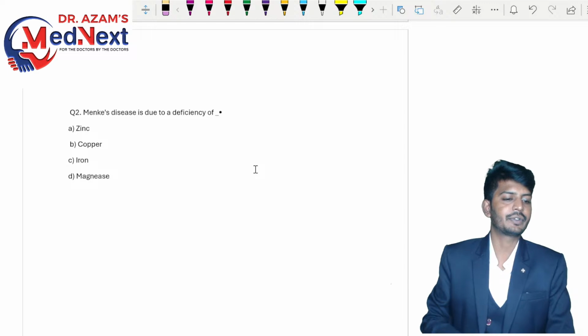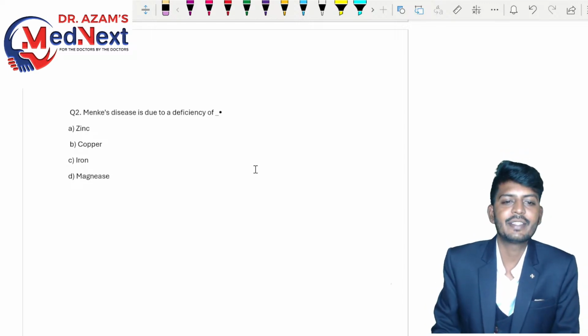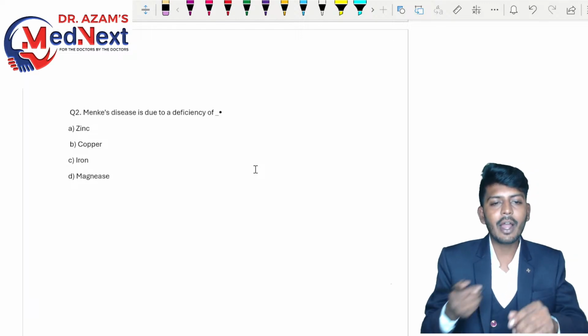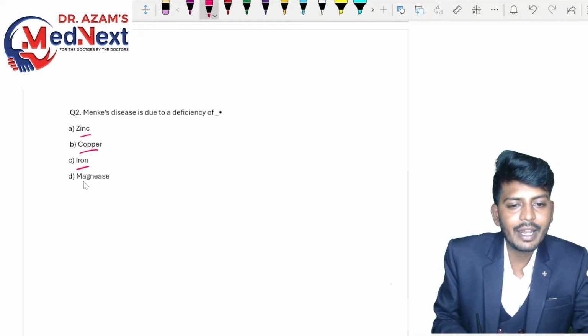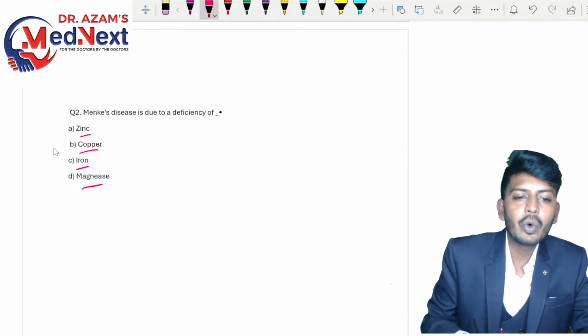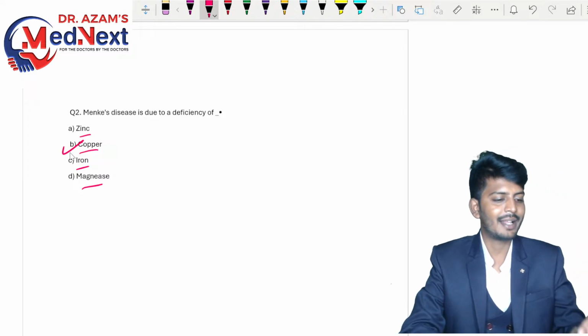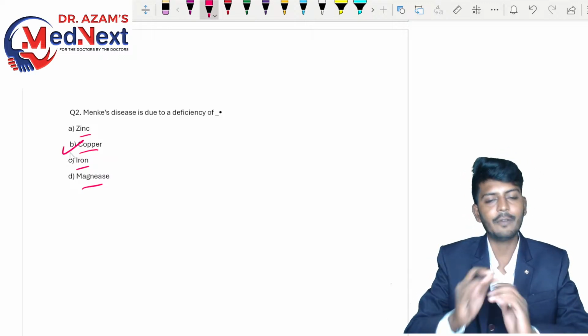Okay, so what is this question? Let's look at this. Menkes disease is due to deficiency of which mineral? The options given to us are zinc, copper, iron and manganese. All of you know that this is due to what? Copper deficiency. All of you know the answer: copper deficiency. It is due to copper deficiency. So all of you know this.